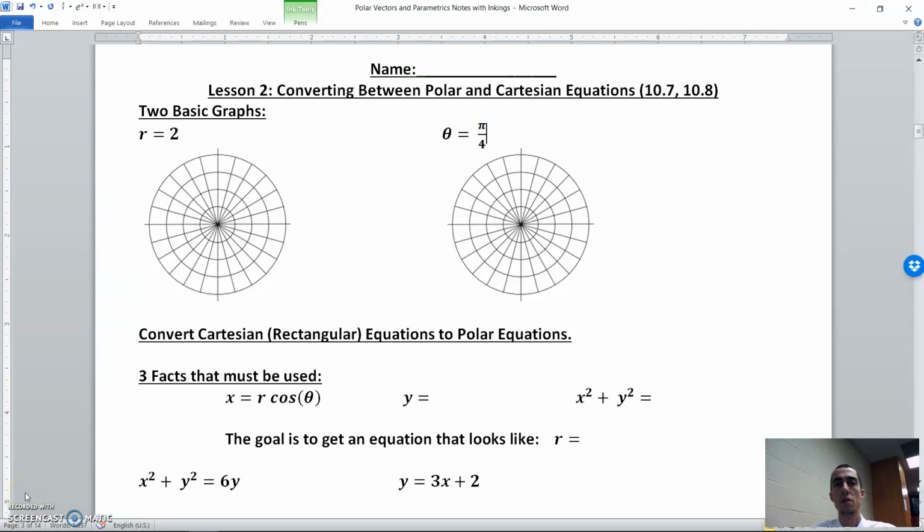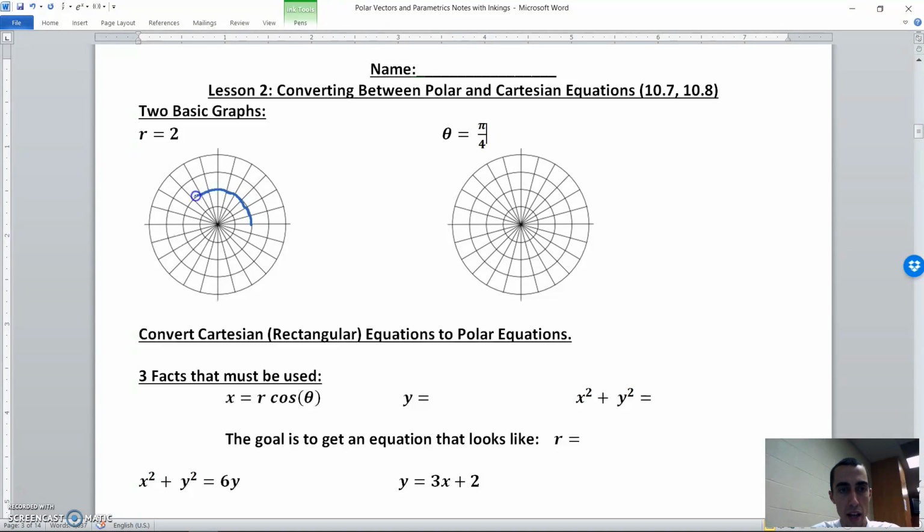Today we're going to convert between polar coordinates and Cartesian coordinates. Before we get started with that, I'd like to introduce you to some of the basic graphs involving polar coordinates. First one would be a graph where r equals 2. And so you can see on here that r equals 2 anytime we are on the second circle from the center. So I'm going to highlight that for us. This would be the graph r equals 2.